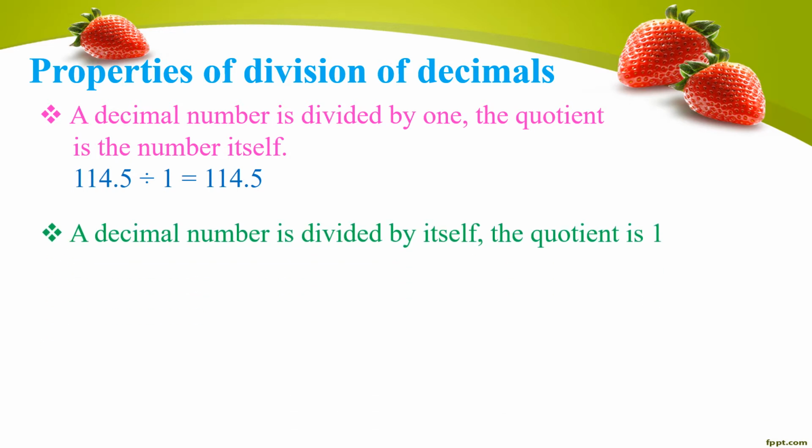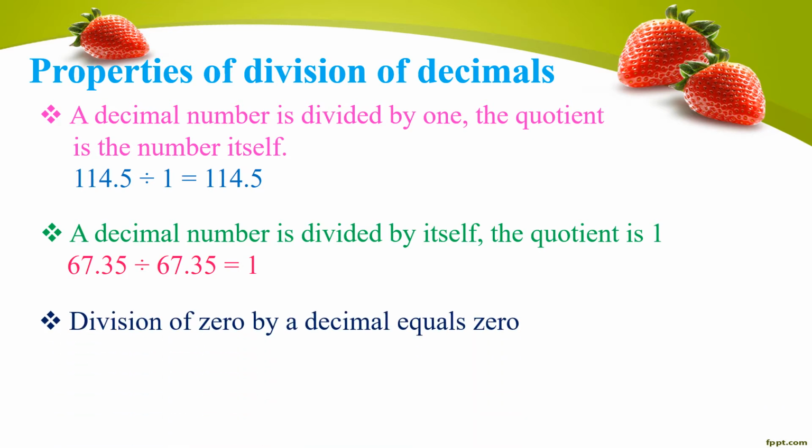A decimal number is divided by itself, the quotient is 1. This is the second property. Okay. If a decimal number is divided by itself, the quotient is 1. You know very well that whenever we divide a number by the same number itself, we get the result 1. Okay, let us see. 67.35 divided by 67.35, we get the result as 1.